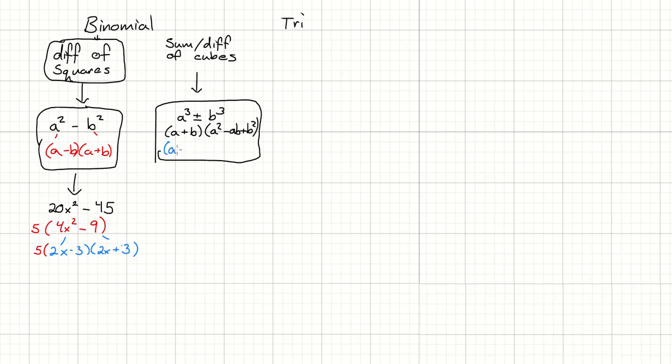If my first one winds up being A minus B, I still need an A squared, but what is that second sign going to do this time? It went from plus to minus. Now it's going to go from minus to plus. And nothing else changes other than those two signs. AB plus B squared.